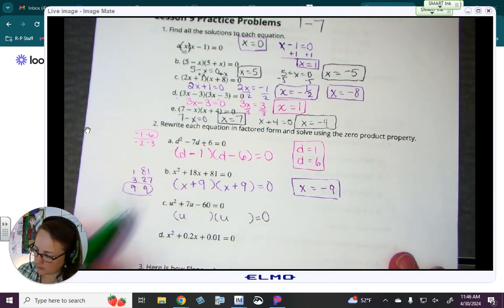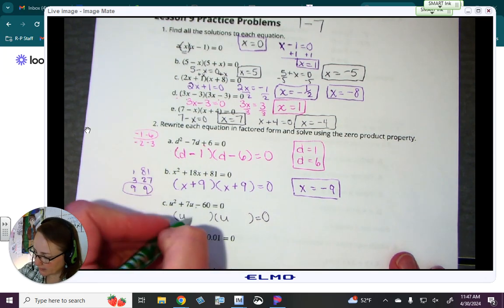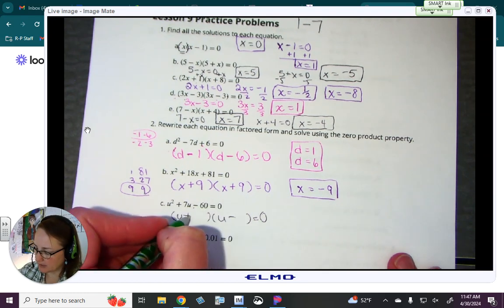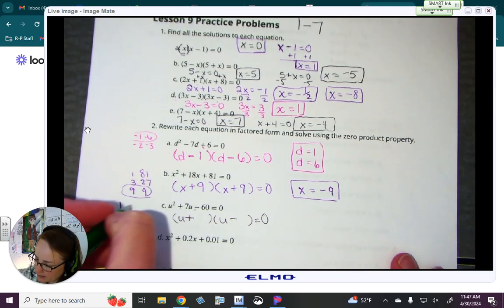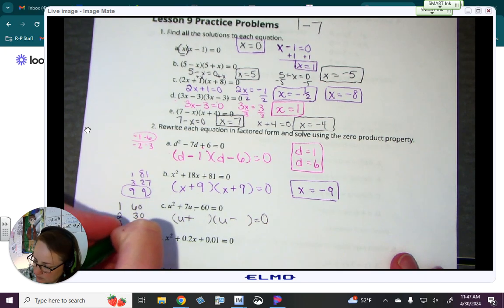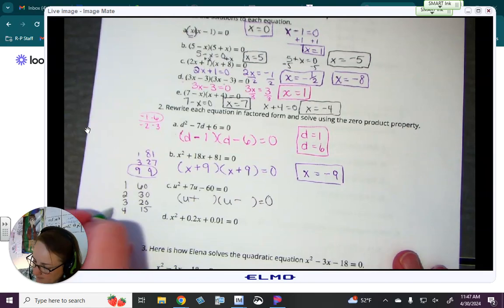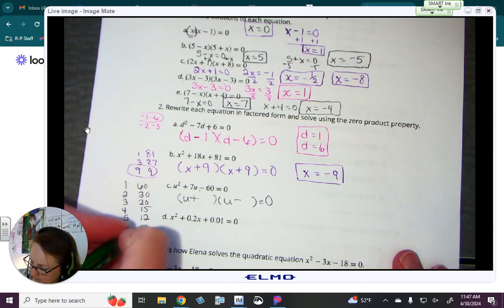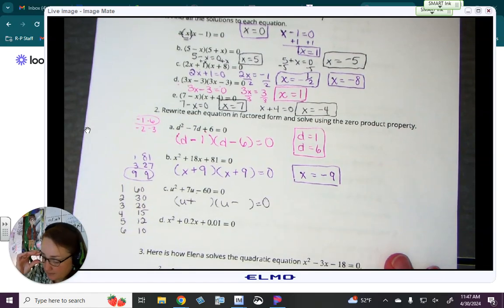Factored form, u times u. This time, my constant is a negative 60. So one factor has to be positive, one has to be negative. And now when I think about the things that multiply to 60, 1 times 60, 2 times 30, 3 times 20, 4 goes in 15 times, 5 goes in 12 times, 6 and 10. My goodness, we have a lot of factors of 60. Luckily, that's all there is.